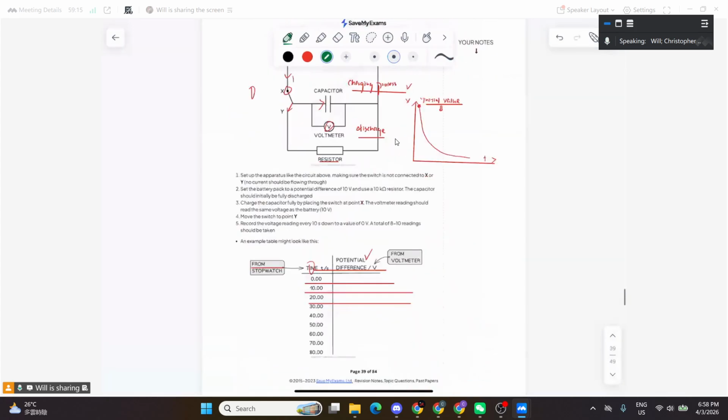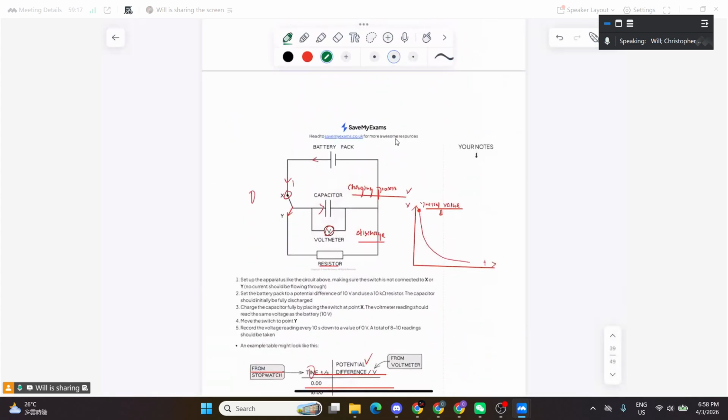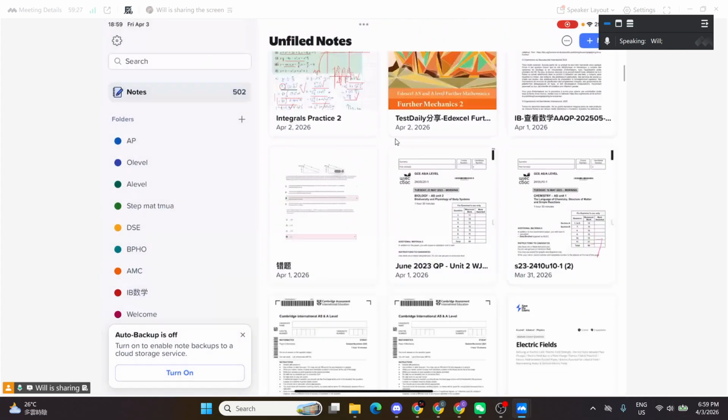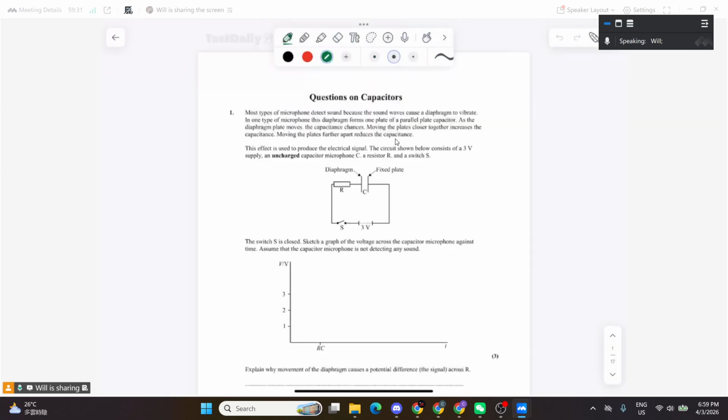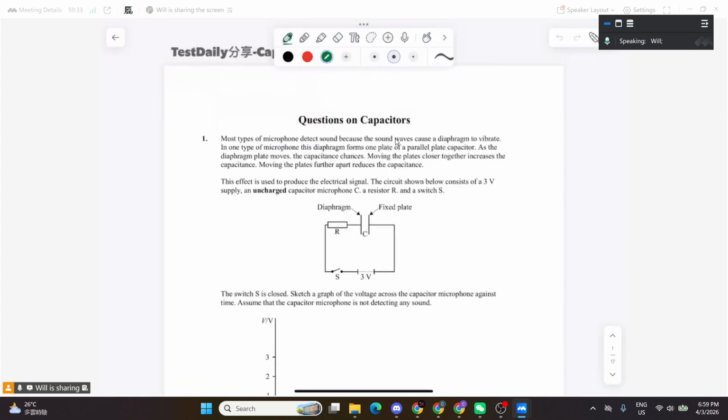So this chapter relates to capacitance, the capacitor and the charging process, the most difficult part that we have learned. Here is the homework, and I will send it to you. When you are done, you send it back to me. Understand that?